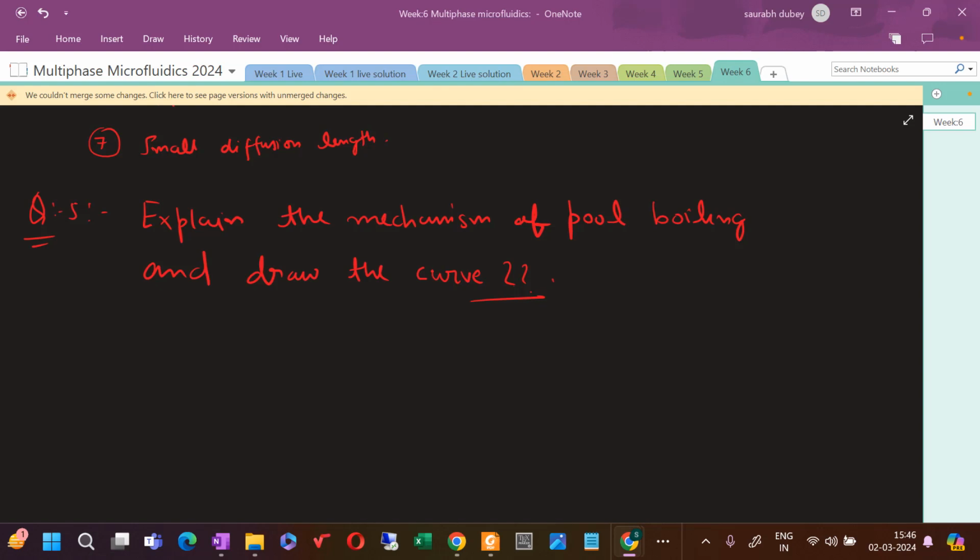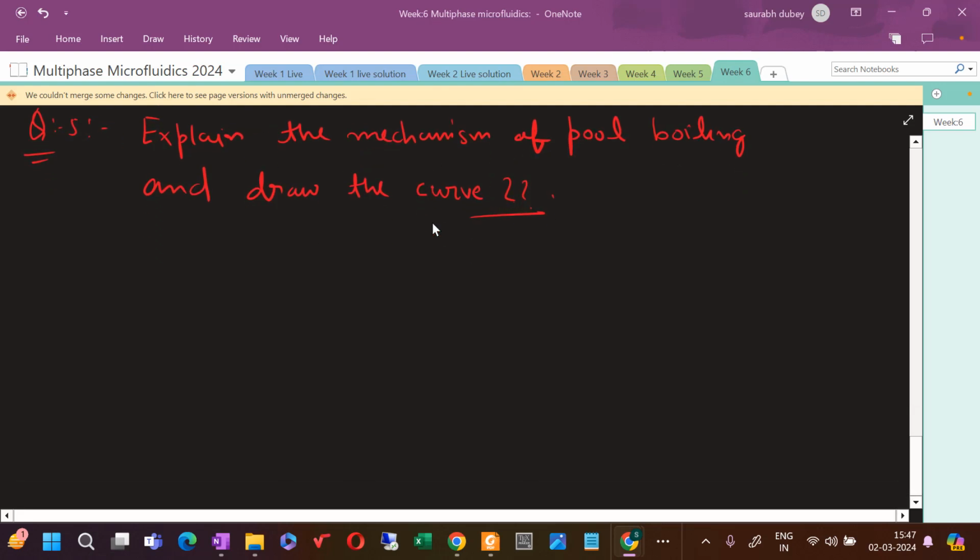If you saw this, then you must have noticed how different stages came up, starting from free convection boiling, then nucleate boiling, and the transition boiling, which comes just after nucleate boiling and is a mixture of both, and then film boiling. So pool boiling is a mode of boiling where the fluid is stationary in the beginning with respect to the heated surface.